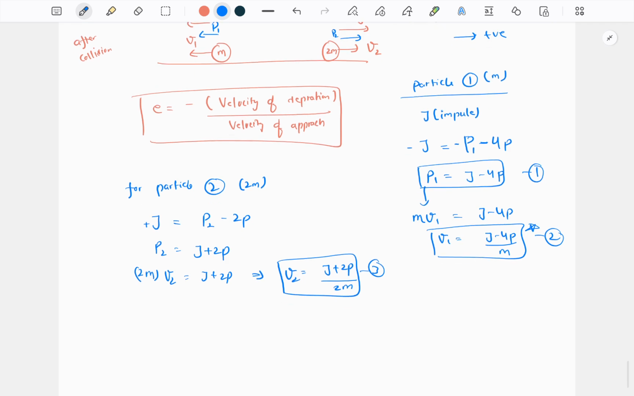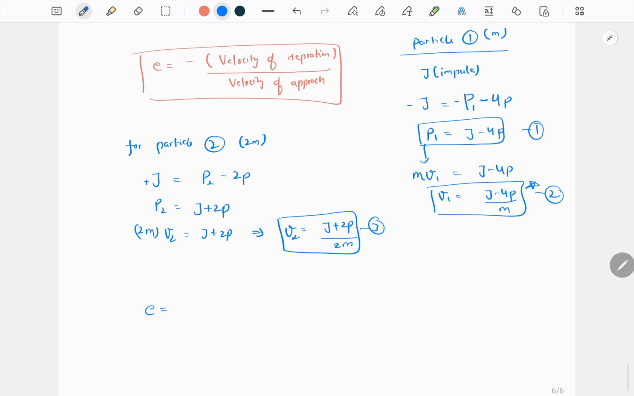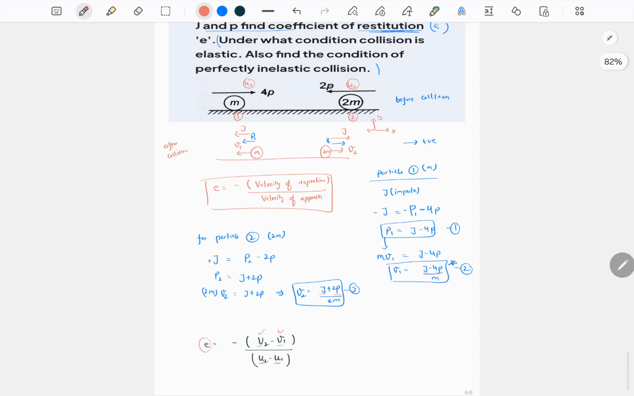Okay, so I can again write coefficient of restitution E will be equal to minus (v2 minus v1) upon (u2 minus u1). By now we have found the values of v2 and v1, and because we have to find the coefficient of restitution in terms of j and p, I found velocities v2 and v1 in terms of j and p. And now we can easily write the values of u2 and u1. That is very visible in the first case.